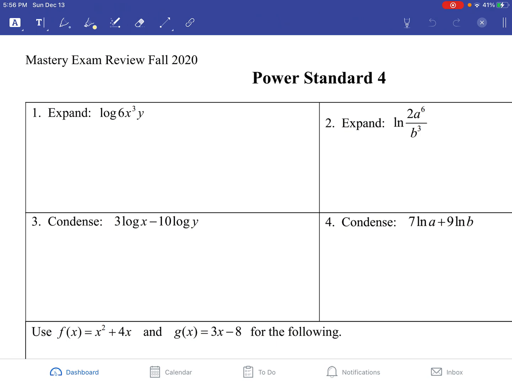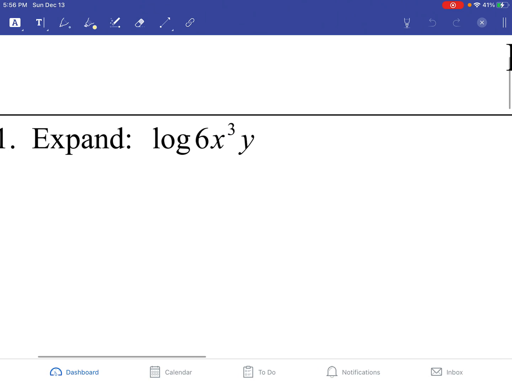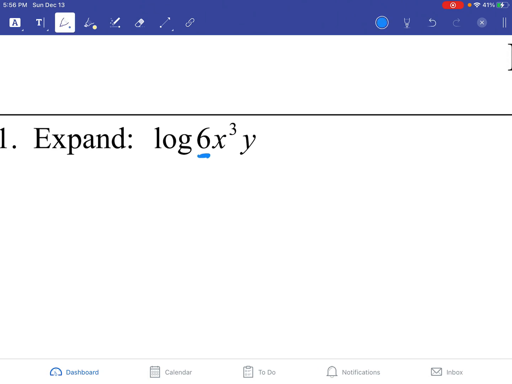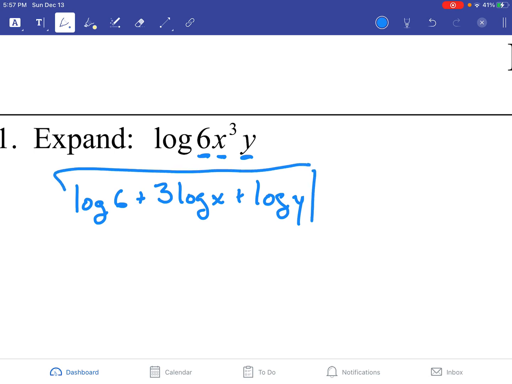All right, so first thing we're going to do is expand. So we have three separate terms in this problem. There's the 6, the x to the third, and the y. Because they're all being multiplied together, you're going to add them up as separate pieces. So we get log of 6 plus, now the 3 as an exponent is going to go in front as a coefficient. Log of x plus log of y. And that is the answer. That is it expanded.